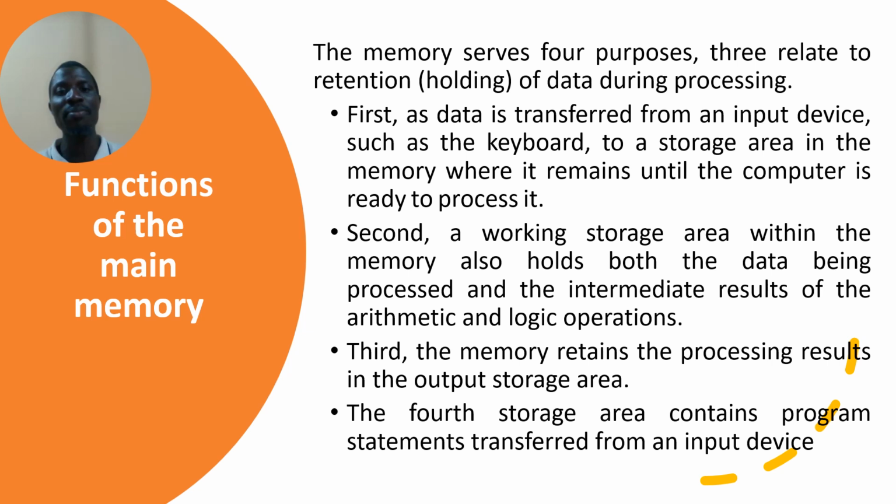The second is a working storage area within the memory that holds both the data that is being processed and intermediate results. So you see, while you are sending your data into your system, one part of the memory holds it. While you are processing it, one part of the memory holds it. And thirdly, the memory retains the processing result in an output storage area. And the fourth is a storage area that contains program statements transferred from an input device.